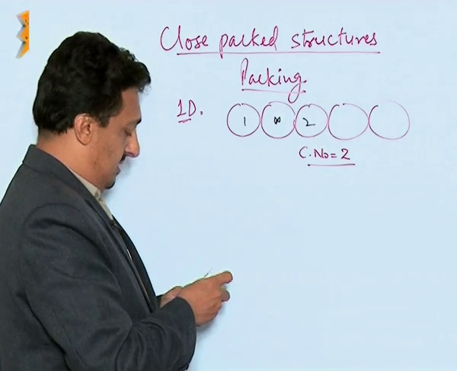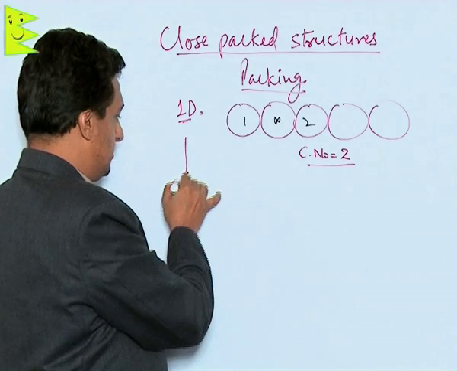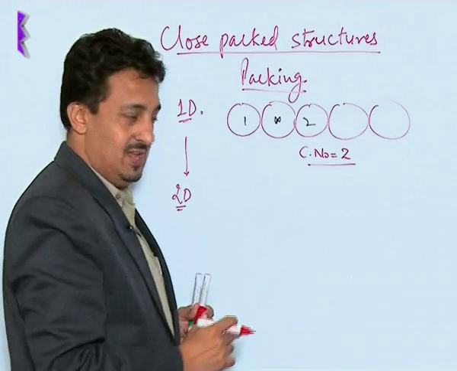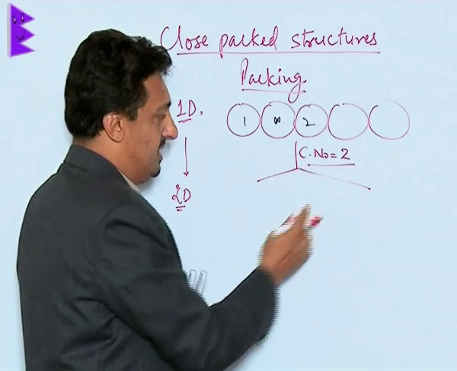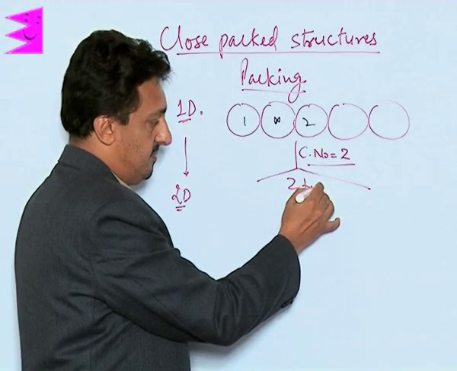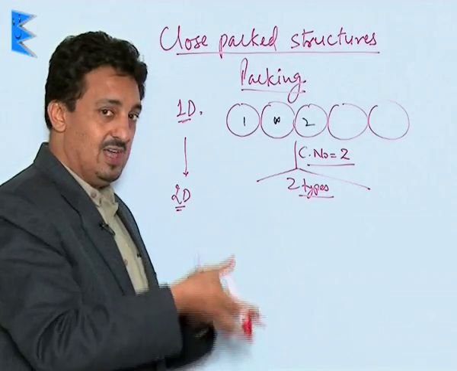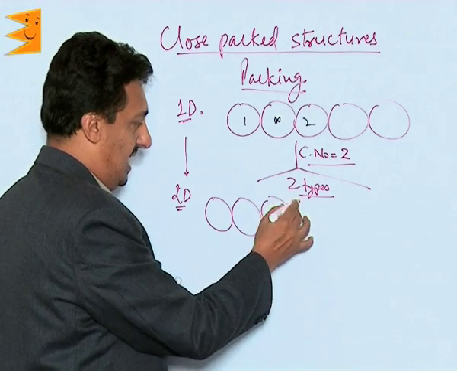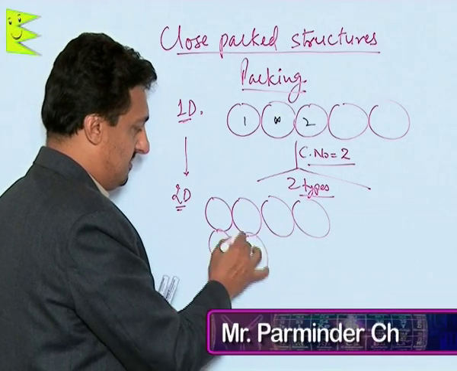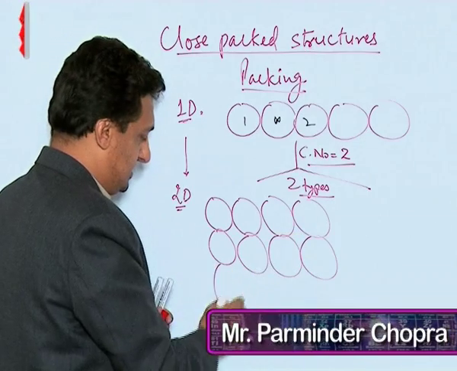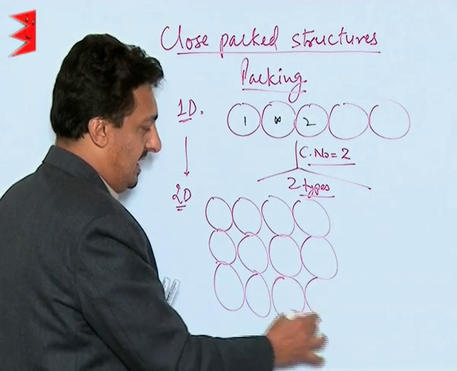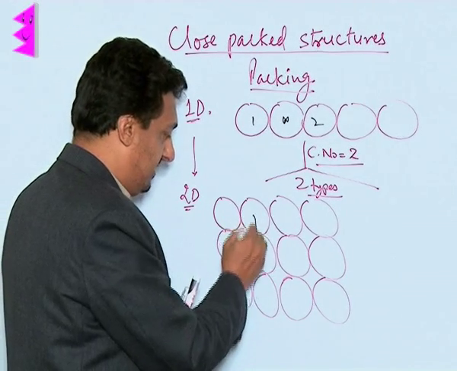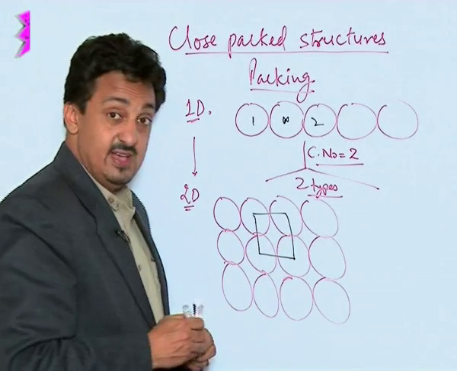Now, as the packing moves to the 2-dimensional system, this packing, which was in one line in the case of one-dimensional, can be of 2 types in the 2-dimensional system. Of course, the parameter is how they are arranged. The one type is like this, in which particles are arranged one below the other. When you join the centers of these particles, you find that they are forming a square.